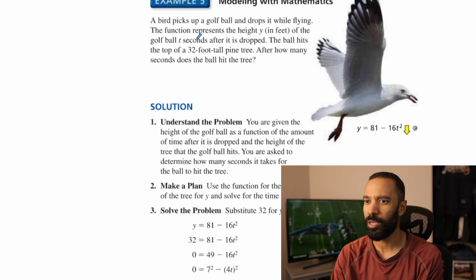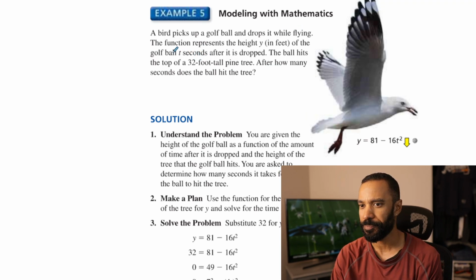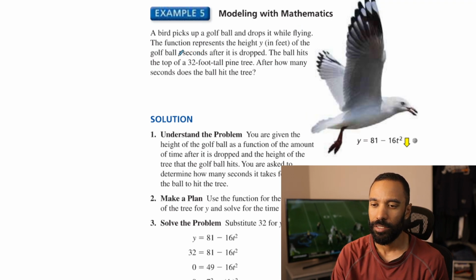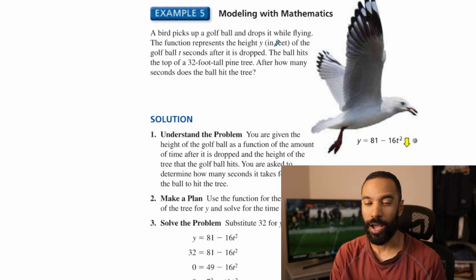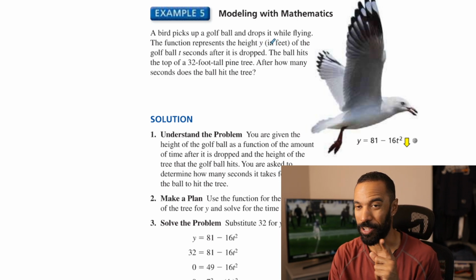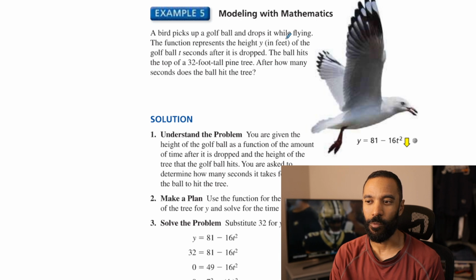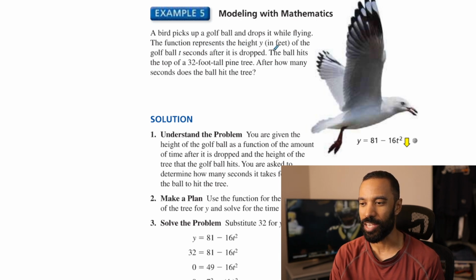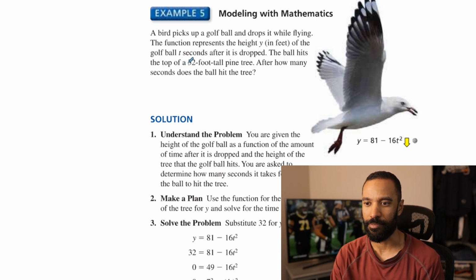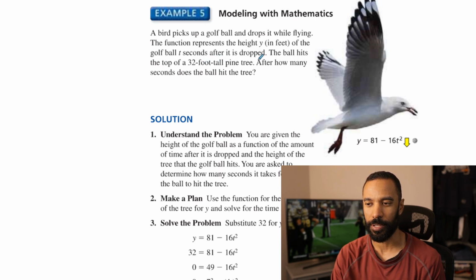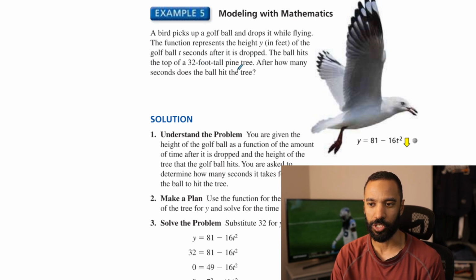All right, and real life word problem stuff. Let's see. A bird picks up a golf ball and drops it while flying. The function represents the height, y. That's the brand new and exciting part of this video. The function represents the height, y, in feet of the golf ball t seconds after it is dropped. The ball hits the top of a 32-foot tall pine tree. After how many seconds does the ball hit the tree?